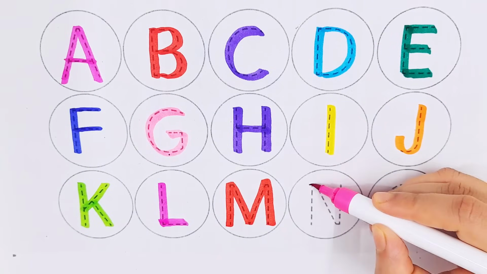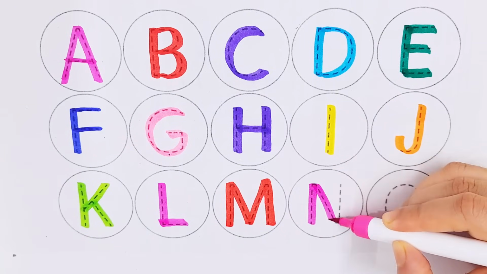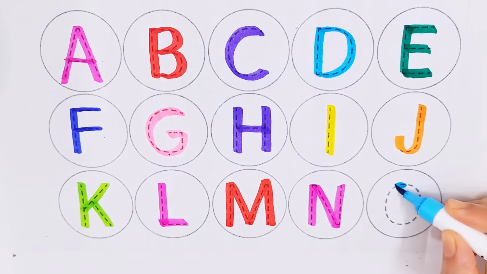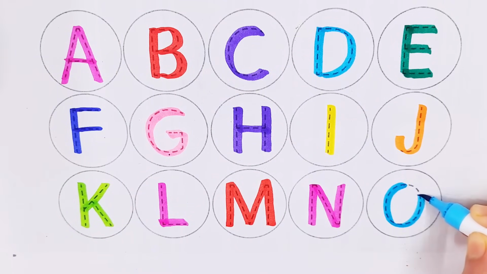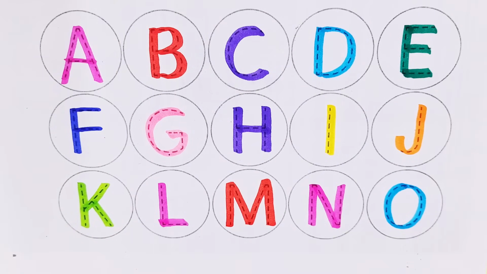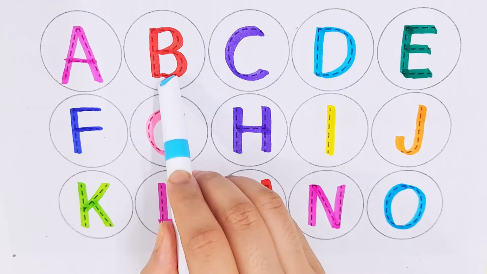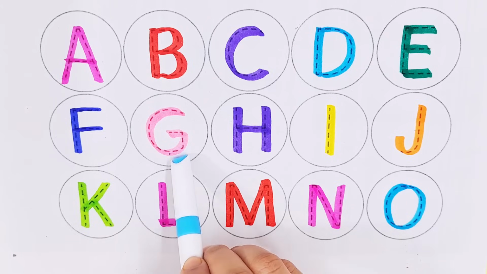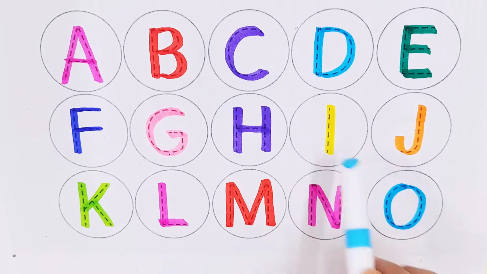Purple color. N for nuts. Sky blue color. O for orange. A B C D E F G H I J K L M N O.